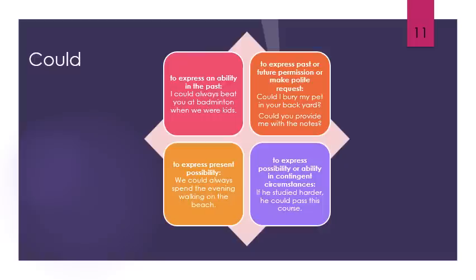To express present possibility: we could always spend the evening walking on the beach. It's a possibility, but in the present tense. Suppose we are planning a trip to Goa, and one person asks, what will I do going there? The other person suggests that we could always spend the evening walking on the beach. So it's a present possibility. To express possibility or ability in contingent circumstances: if he studied harder, he could pass this course, only if, that would mean, right? So for contingent circumstances, you can always use the word could.